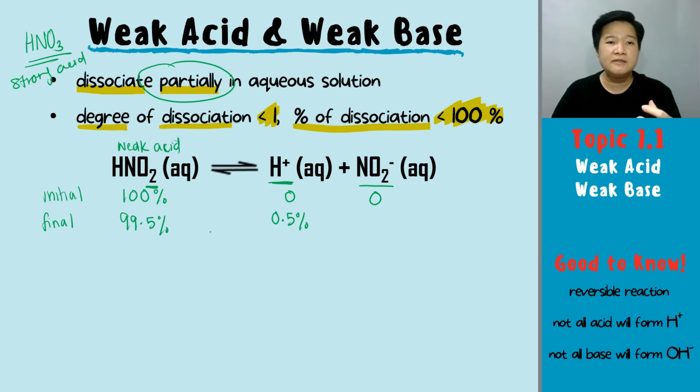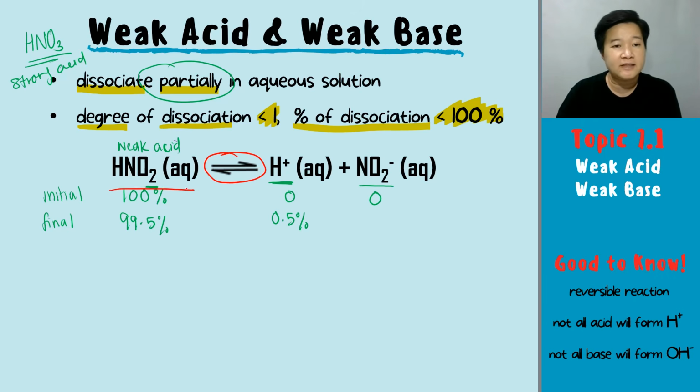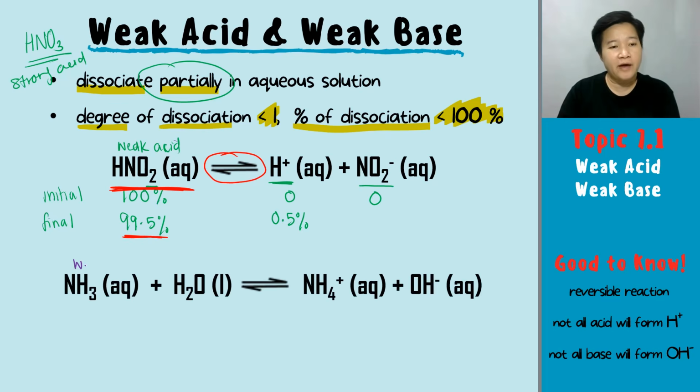Only a very small amount of your weak acid will break into H+ and NO2-. That's why your reaction here is a reversible reaction, because your weak acid will not change into product 100%. That's why it's a reversible reaction where your reactant, the weak acid, will not finish. Simple.